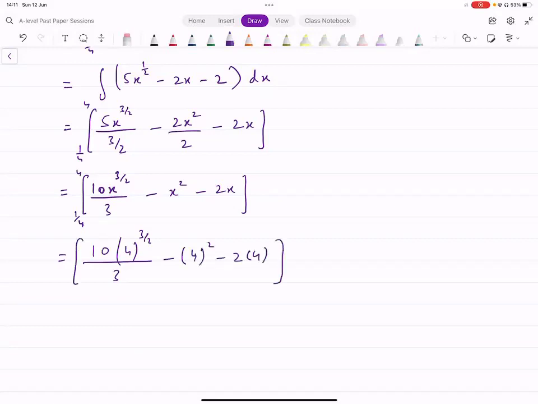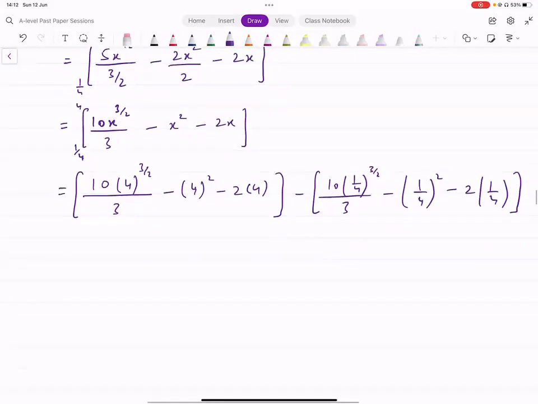So that's what happens when you input 4. Now let's subtract from this the case when we input 1/4. So we have 10 into 1/4 raised to power 3/2 divided by 3, minus (1/4) whole squared, minus 2 into 1/4. So this is what we have to evaluate here. Let's evaluate both brackets one by one.